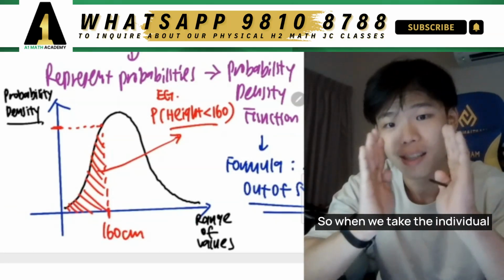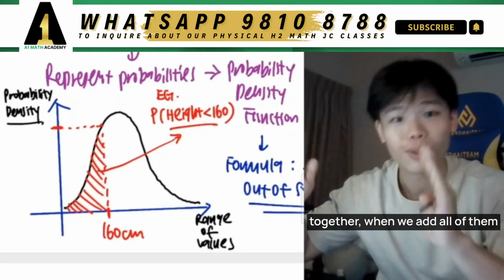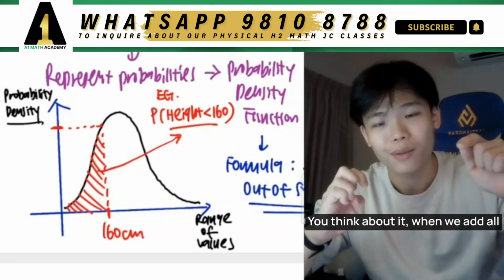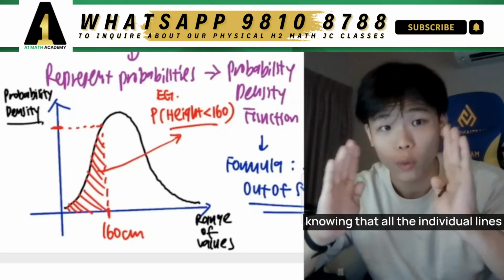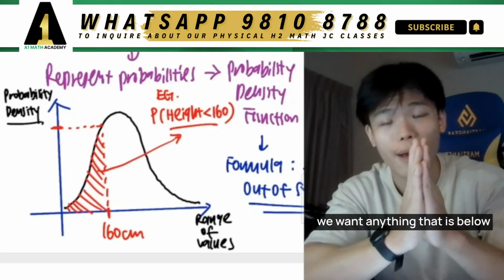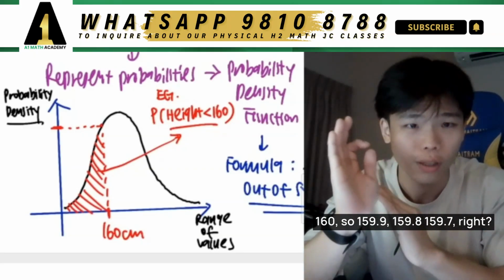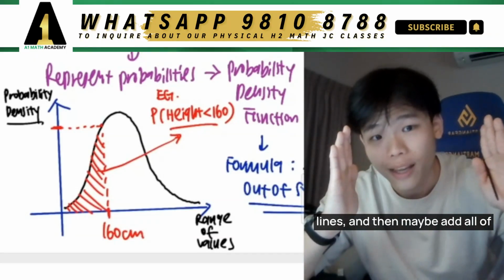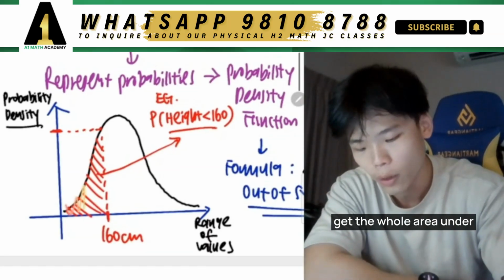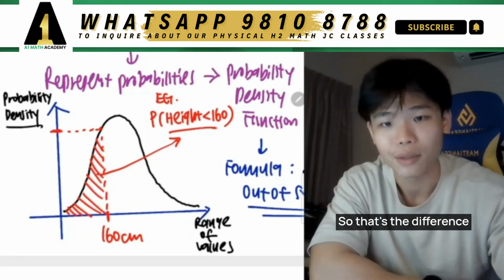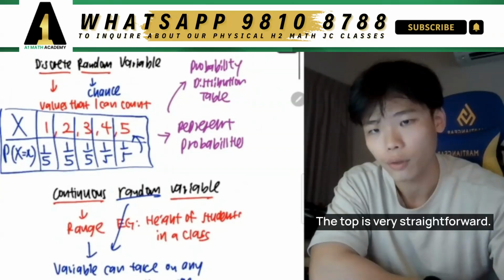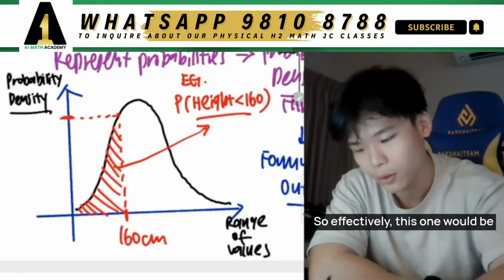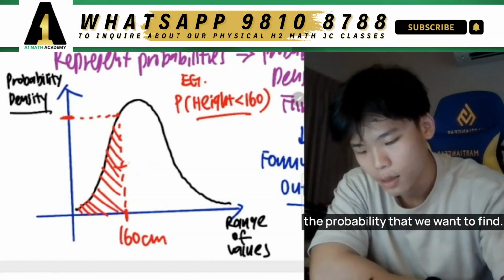So when we take the individual lines and add all of them together, it's as good as finding the whole area under the graph. You think about it. When we add all the individual lines together, knowing that they are literally side by side because we want anything that's below 160, so 159.9, 159.8, 159.7, they all have their own individual lines. When we add all of them together, we effectively get the whole area under the curve over here. So that's the difference between this and the top. The top is very straightforward, we know the exact probability, whereas for this, we are trying to find the area under the curve. So effectively, this would be the probability that we want to find.